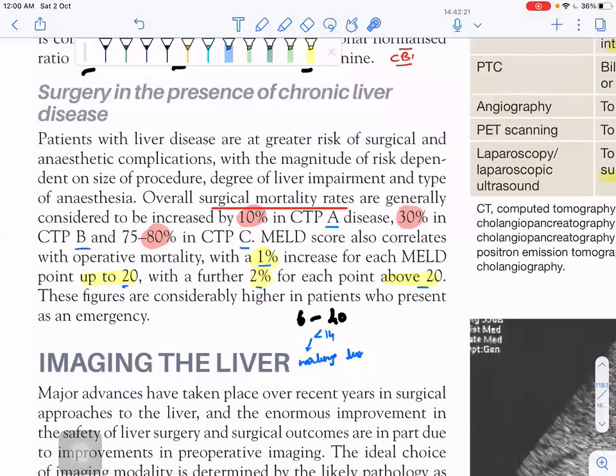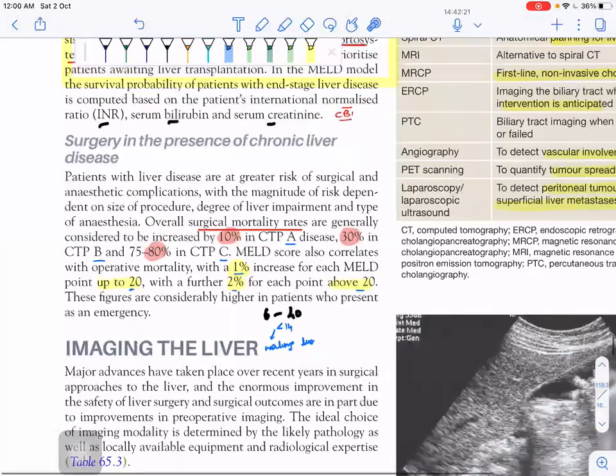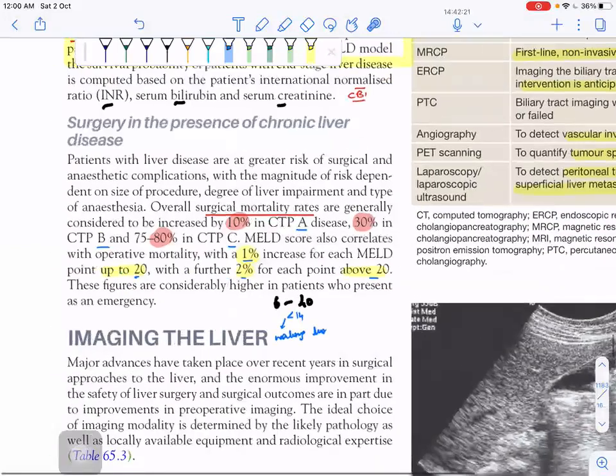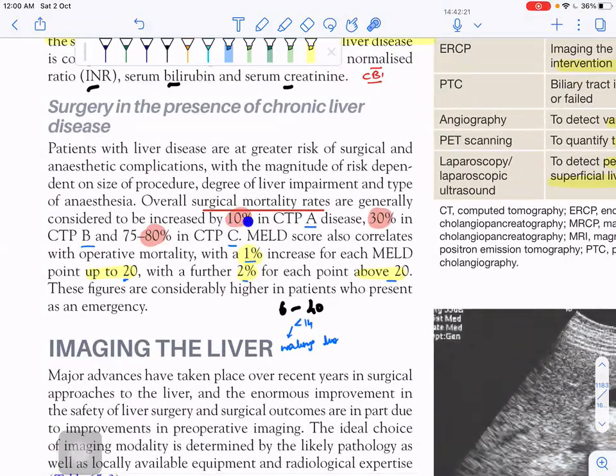Surgery in the presence of chronic liver disease. Before doing any surgery in chronic liver disease, you have to see the CTP score. Based upon the CTP score, they assess the surgical mortality rate. CTP-A has 10%, B has 30%, and C has 80%. So 10, 30, 80. Okay, this is surgical mortality, and you have to know this value.